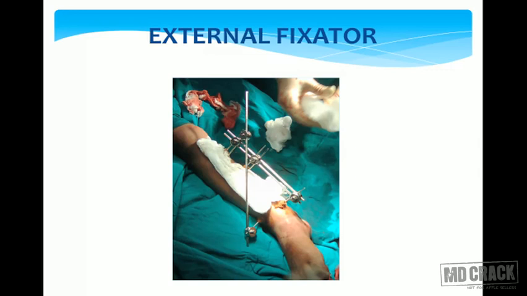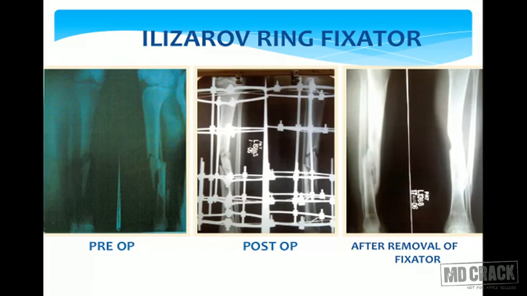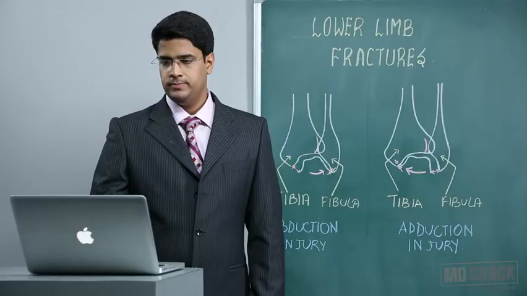The third management is in the form of external fixator. In this image you can see the external fixator with connecting rods and Schanz pins which are being used for the tibia. The third and the last one is the Ilizarov ring fixator, where there is a severe comminution and segmental fracture of the tibia. It's been treated with the Ilizarov ring, and there's still good union after removal of the fixator also.